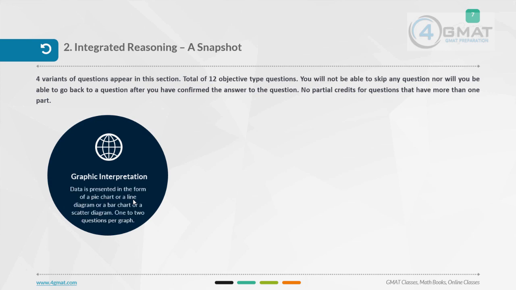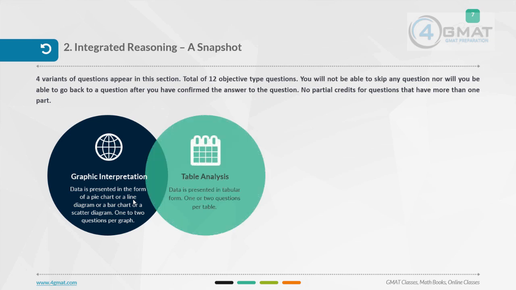The first variant is called graphic interpretation. The data is presented in pictorial form. It could be a pie chart, bar graph, line diagram, scatter diagram, anything. And there are 1 or 2 questions based on this. The second type is a tabular representation of data. It's called table analysis. Based on the information provided in the table, you are expected to answer the questions that follow.